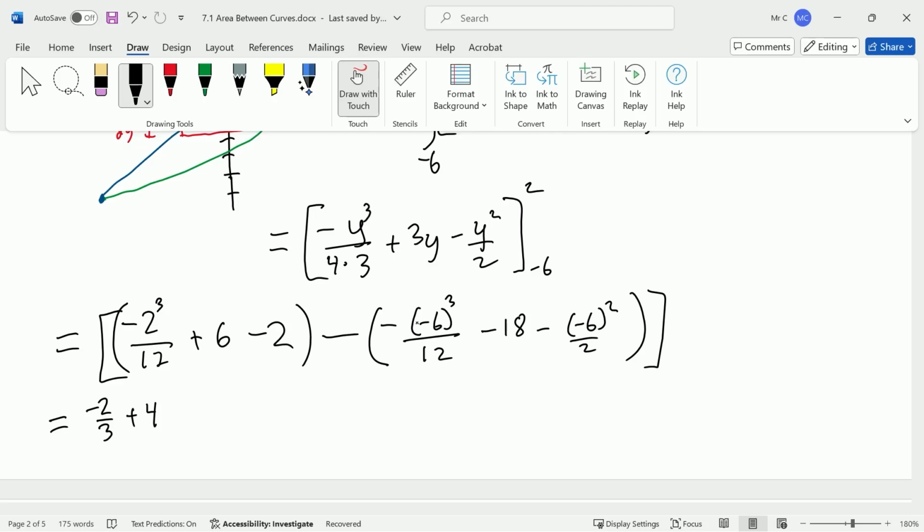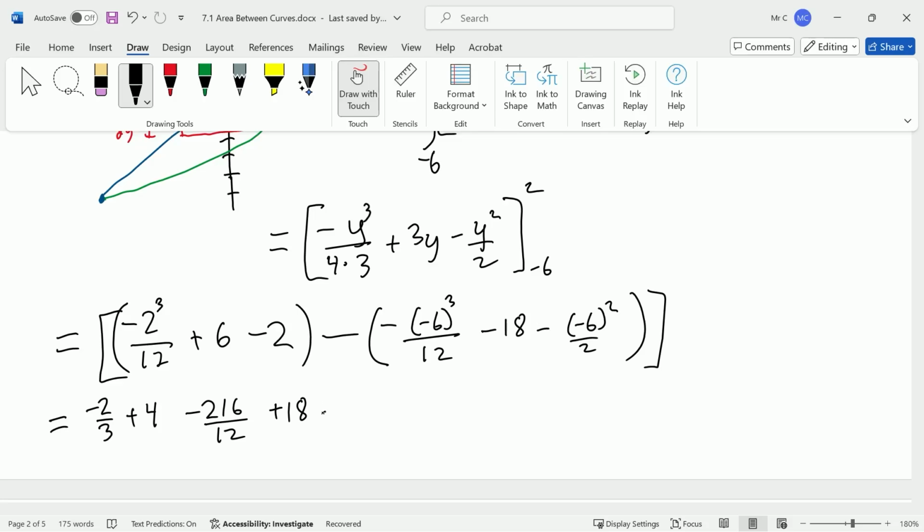Six times. So that's going to be a -216, but then there's another negative in front. So that becomes a +216, but then there's another negative here. So that becomes a -216. And then we distribute this negative to here, that's -216 over 12, by the way. And then negative of a negative, that becomes a +18. And then the -6 squared is +36 over 2. That's going to be 18, but it's negative.